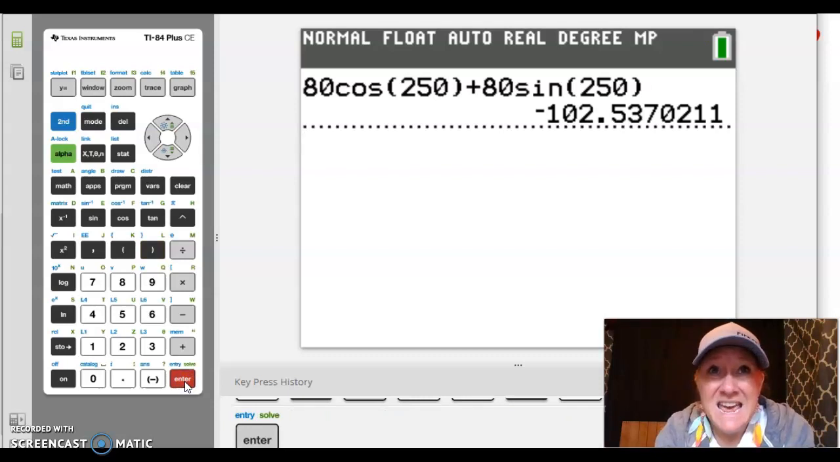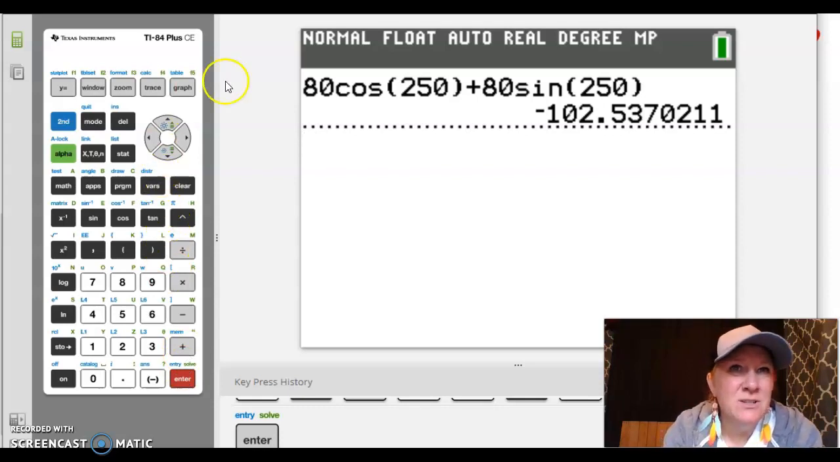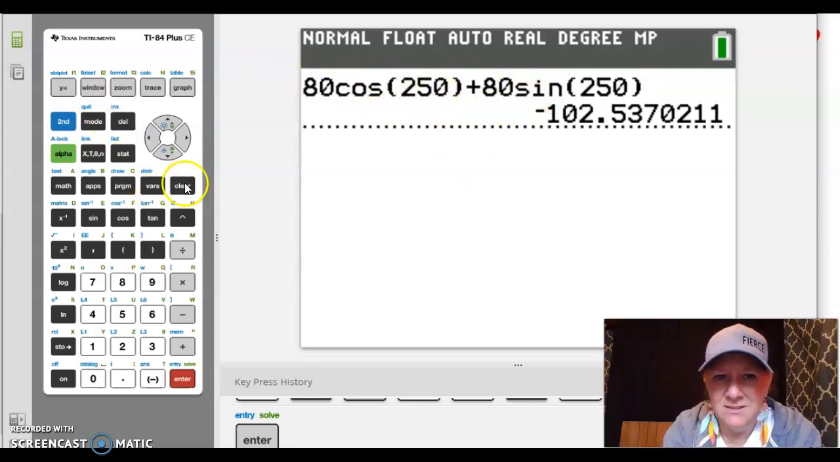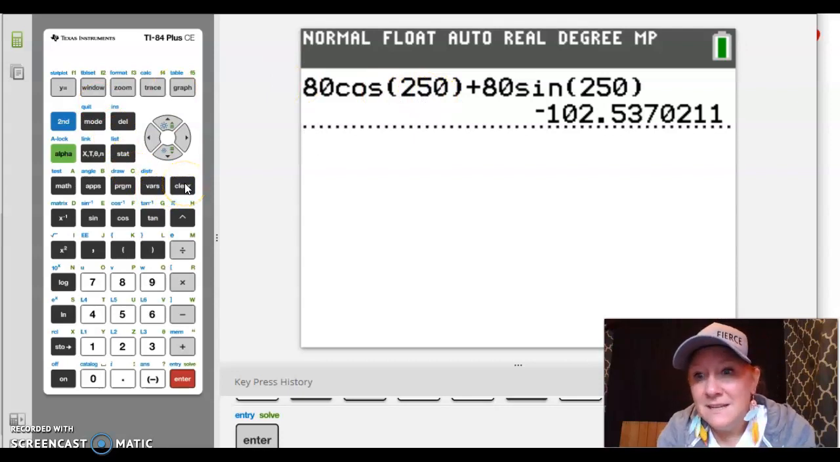So negative 102. Okay, is that what you got? Because when I looked at, I totally did it wrong. What am I doing? Ugh, that's no good. Mistakes. I made a mistake. Do you make mistakes? We make mistakes all the time.